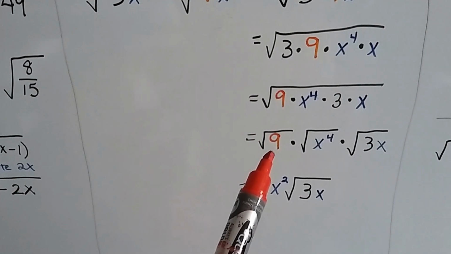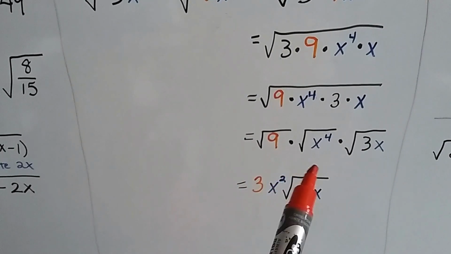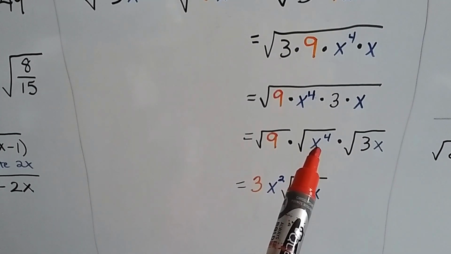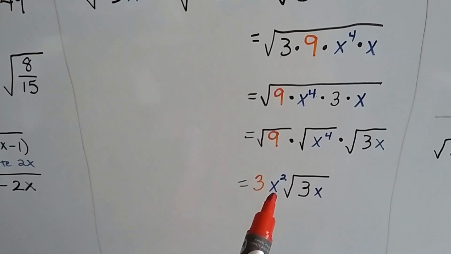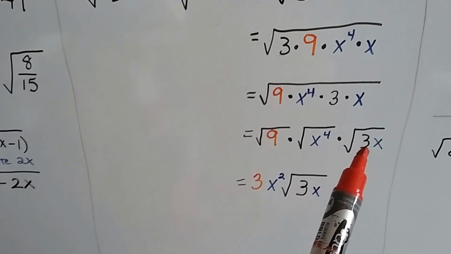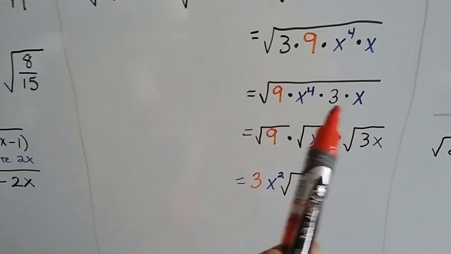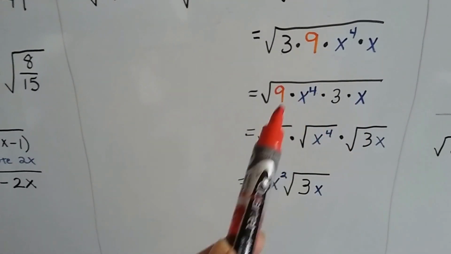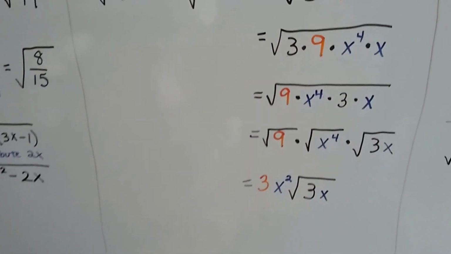So now we've got the square root of 9, which is 3, times the square root of x to the 4th, which is x to the 2nd power, times the square root of 3x, because that's what's left over, the 3x, see? After we squared those. See? Now that's simplified. Let's try another one.